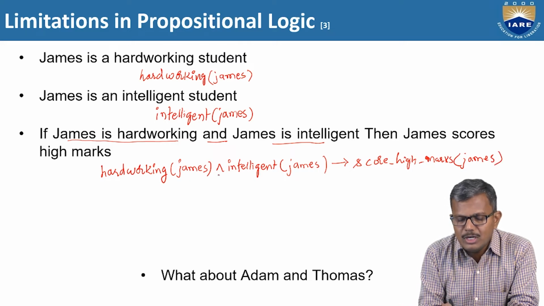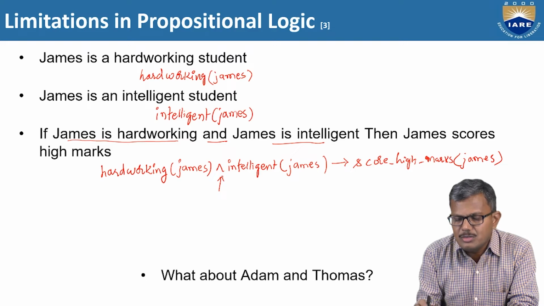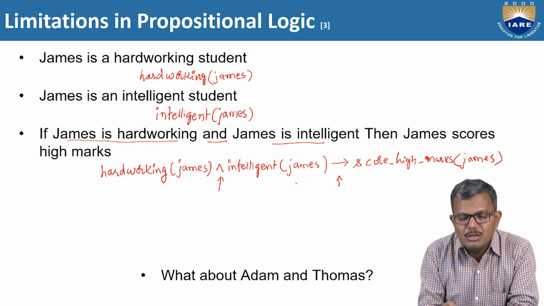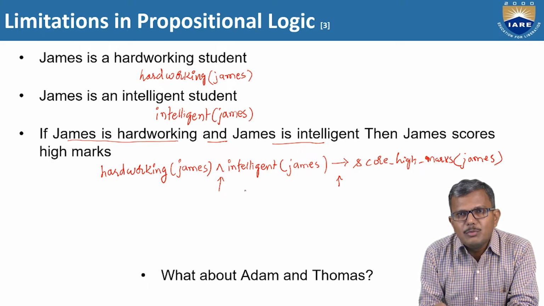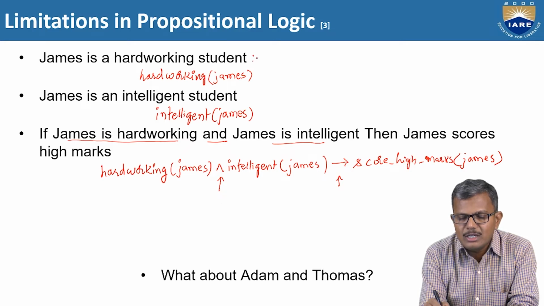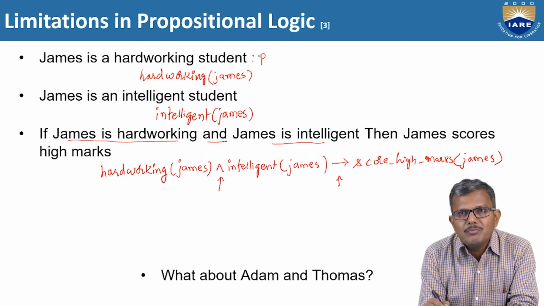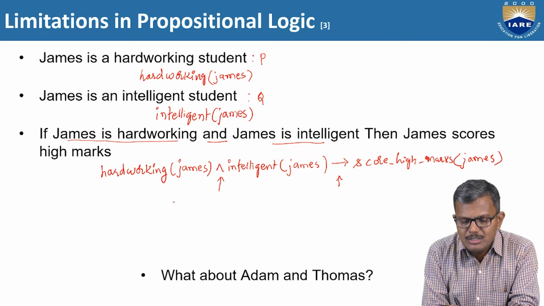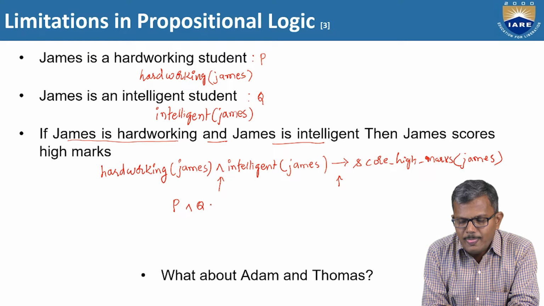Okay, in this one, what happened here? The symbol is the conjunction symbol, and this one is called the implies symbol. By using these two symbols in propositional logic, we are able to convert this English representation into a mathematical form. To make it more precise, you can consider James is hardworking as P, and James is intelligent as Q. Then the mathematical representation will be like this: P and Q implies some R.